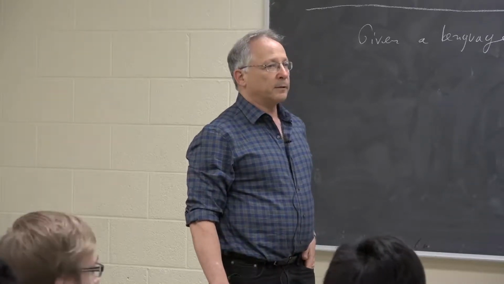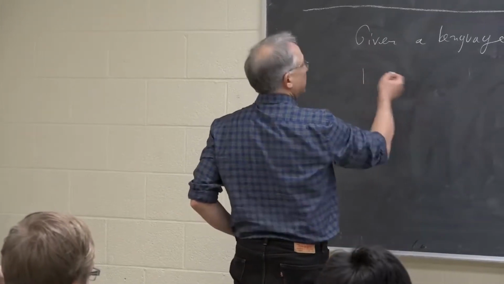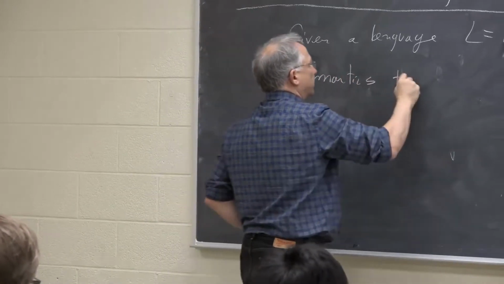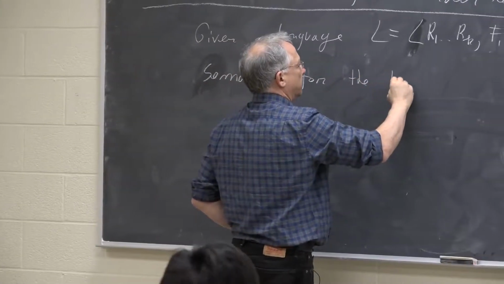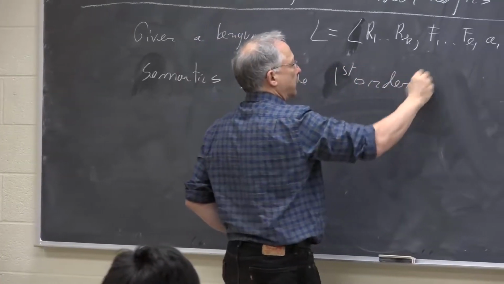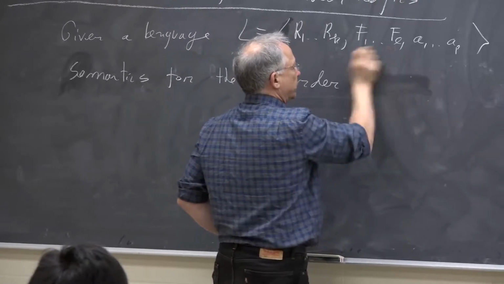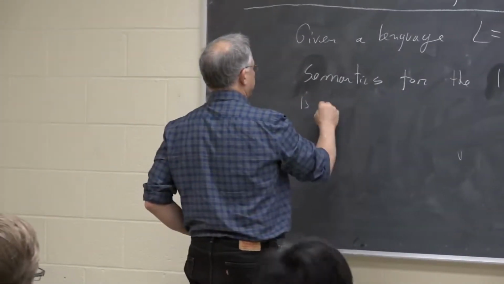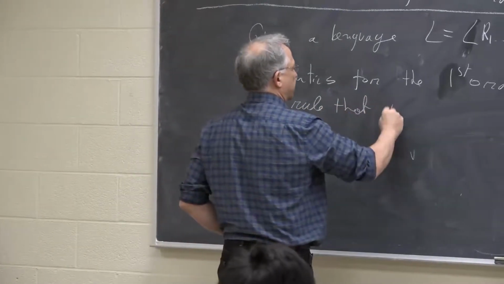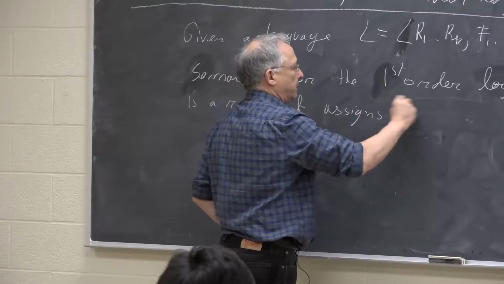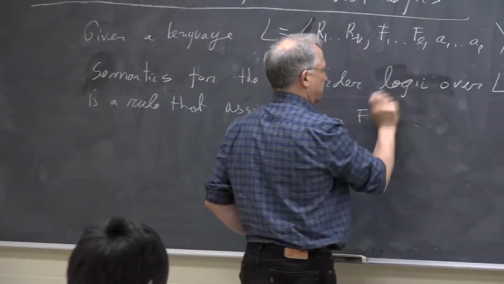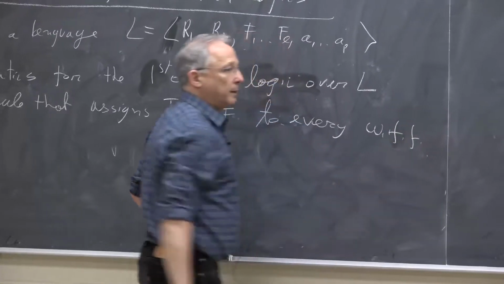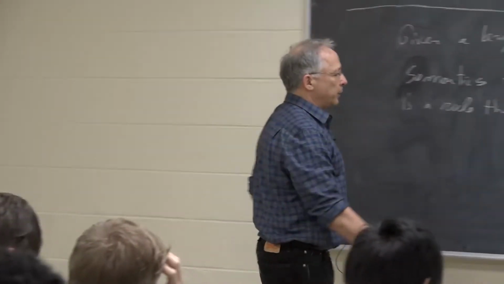So the semantics depends on two components. So what is a semantics? A semantics for first order logic over L is a rule that assigns T or F to every well-formed formula. So in order to have such a rule, we need some components.